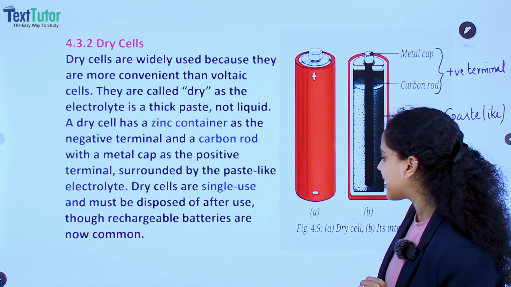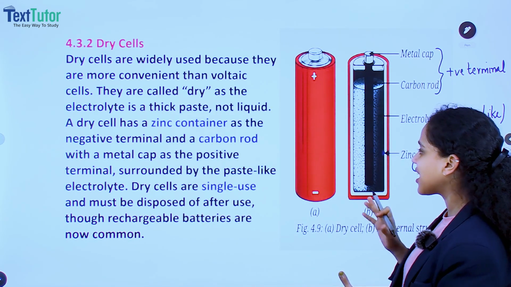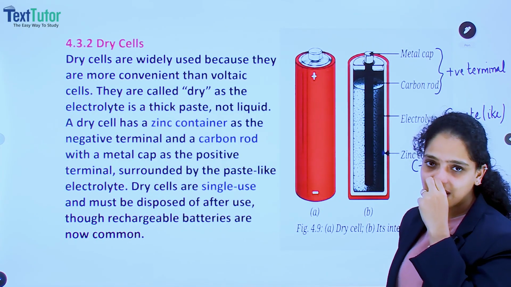Dry cells are single use and must be disposed of after use. Rechargeable batteries are now common, but dry cells are used for single purposes. You know that in our torch, remote, etc.